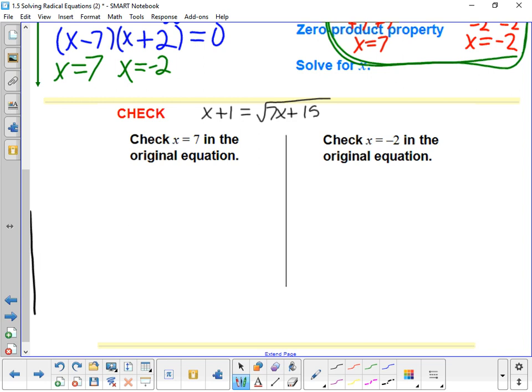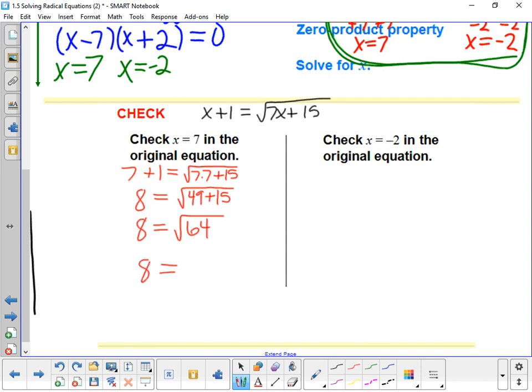So that's our original x plus 1 equals the square root of 7x plus 15. If we check x equals 7 in this equation, we're plugging in 7 where the x goes. We end up with 8 is equal to the square root of 49 plus 15, or in other words, 8 is equal to the square root of 64. And that's true. So our solution, x equals 7, is a fabulous, good, wonderful solution.